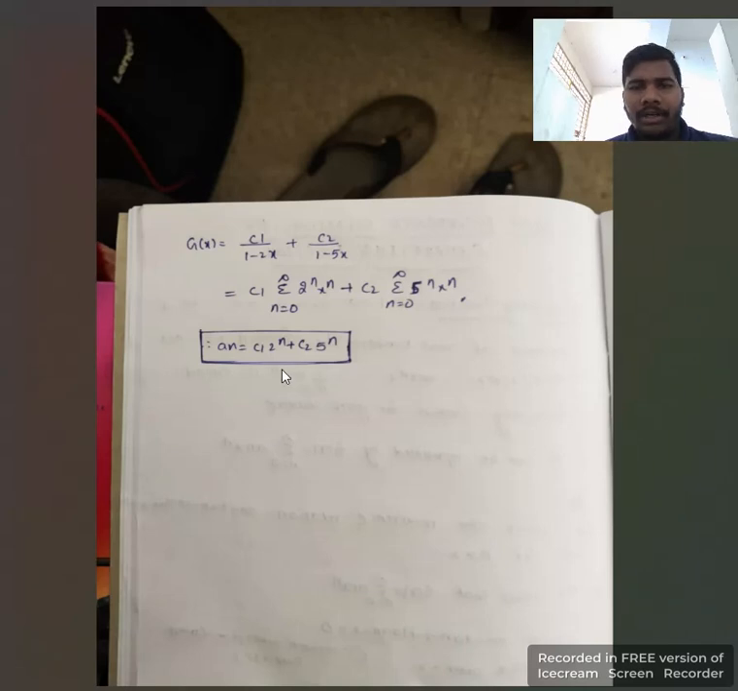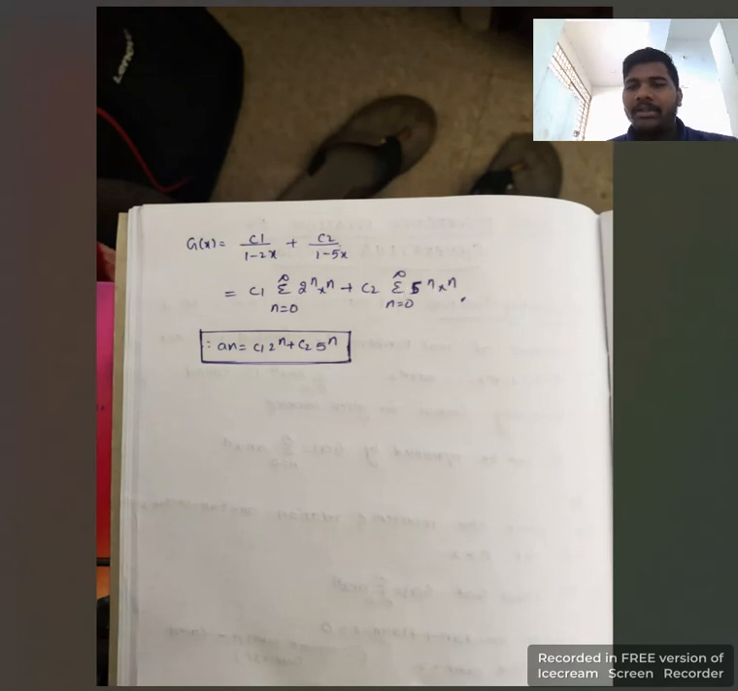Then the equation looks like this: c1 sigma n equal to 0 to infinity 2 power n x power n plus c2 sigma n equal to 0 to infinity 5 power n x power n. Then a_n, the solution we required, is c1 2 power n plus c2 5 power n. Here the bases are 2 and 5.